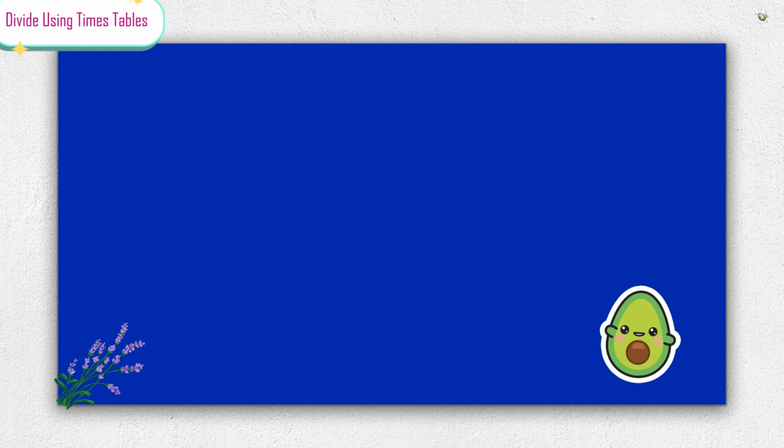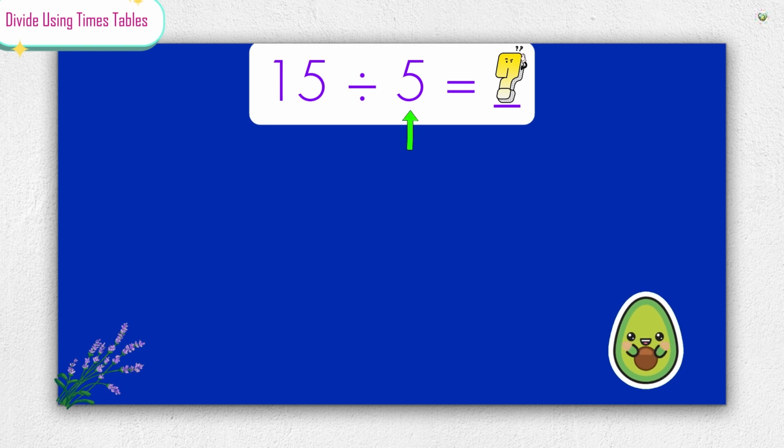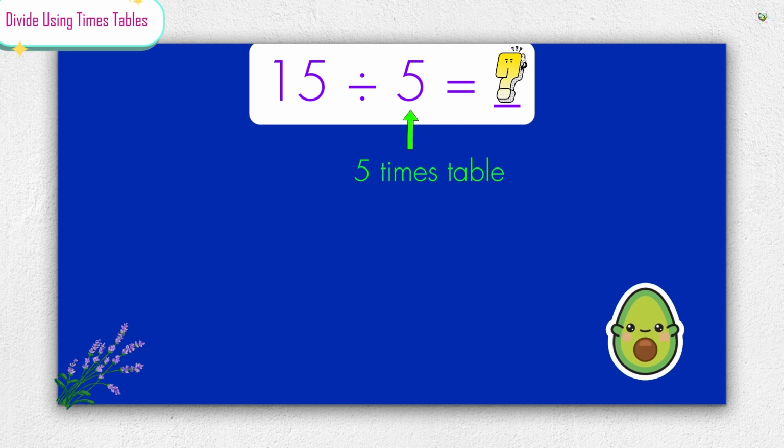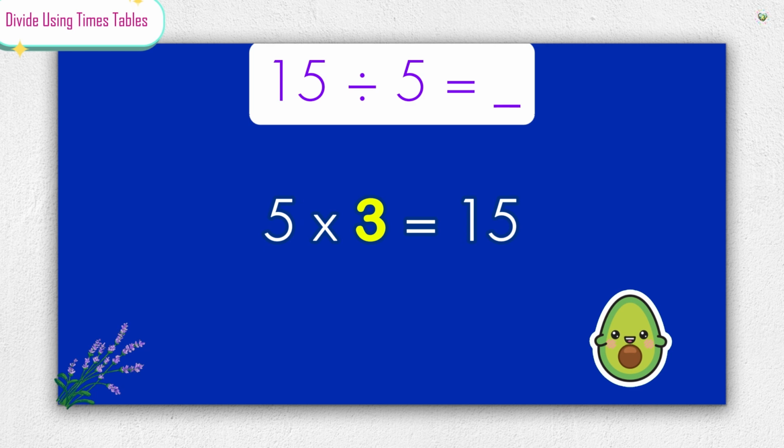Whoa, that wasn't so bad. Can I try another? Of course. Let's try 15 divided by 5. Which times table are we in now? The 5 times table, since the second number is 5. Good. Now, what do we do next? We think. 5 times what equals 15? Oh, 5 times 3 is 15. So, 15 divided by 5 is 3.